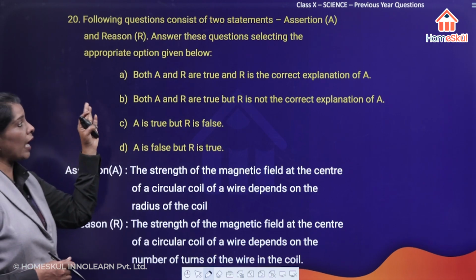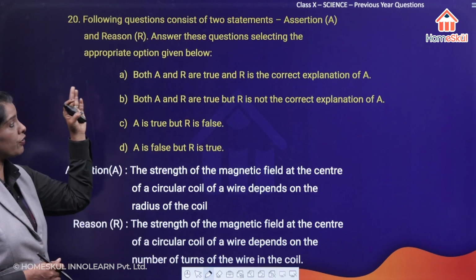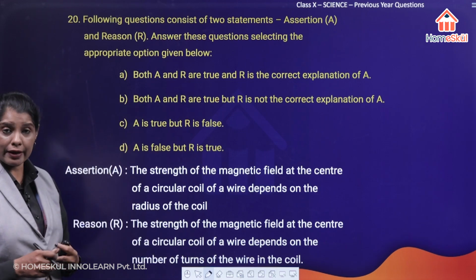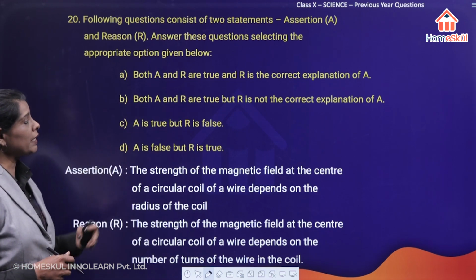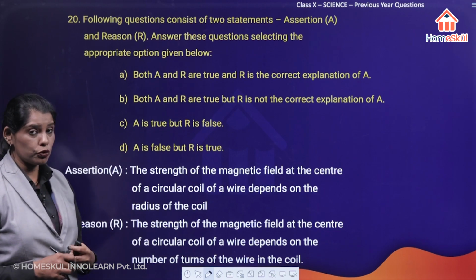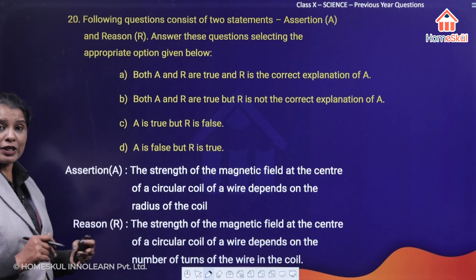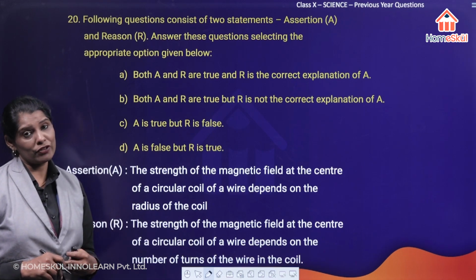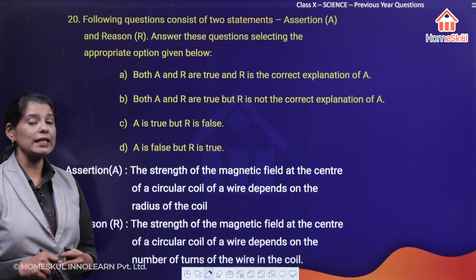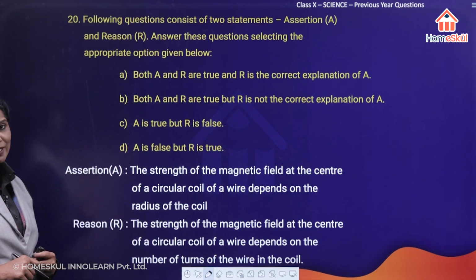Option A says both A and R are true. That means assertion and reason are true, and reason is the correct explanation for assertion. Option B says both assertion and reason are true, but the reason is not the correct explanation for assertion. Option C says assertion is true, but the reason is false. And option D says assertion is false and the reason is true.